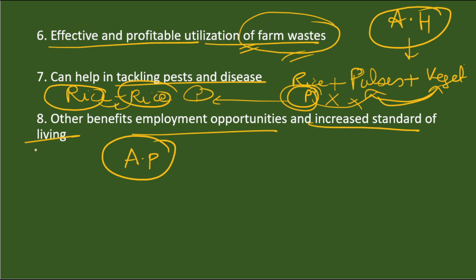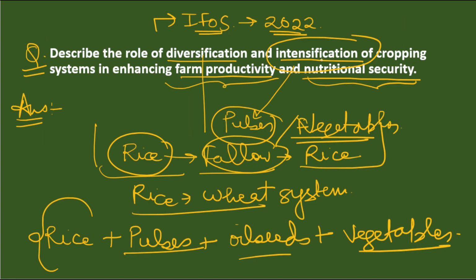So this is how farm diversity, cropping system intensification and diversification can help in farm productivity and nutritional security, in enhancing them. I hope you are able to understand these points. This is how we can approach your answer, and you can easily write 7 to 8 points, and that will be enough for the answer. So I hope you can now easily do this answer. You understand all the concepts.